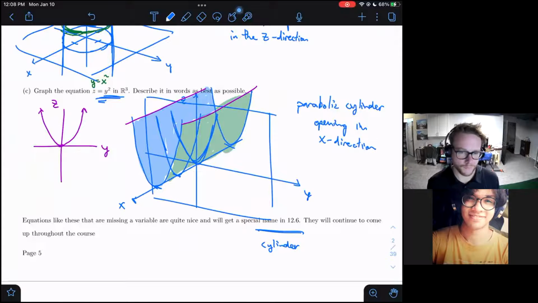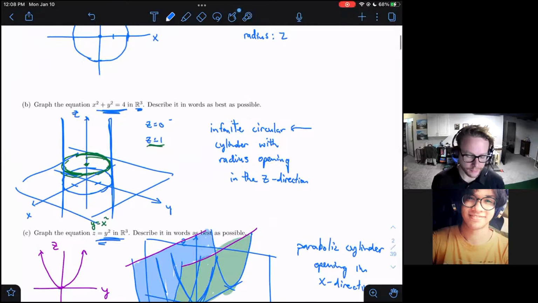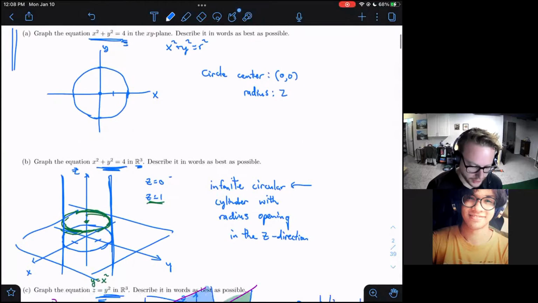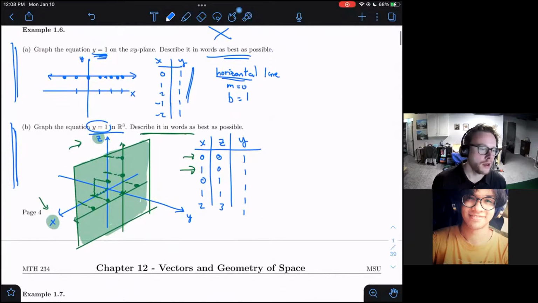So the graph we graphed in here, like previously what it did in example 1.6b, we graphed y equals 1. So y can be anywhere in that XZ plane, but the equation will be just y equals 1, right? Oh, sorry. I was looking at this one. So yeah, looking at this one here.